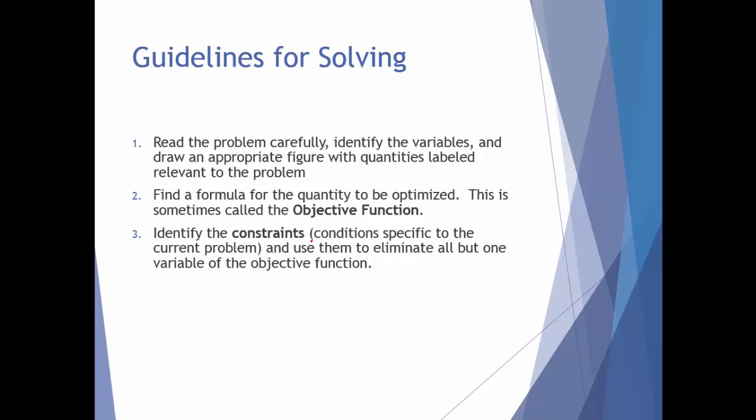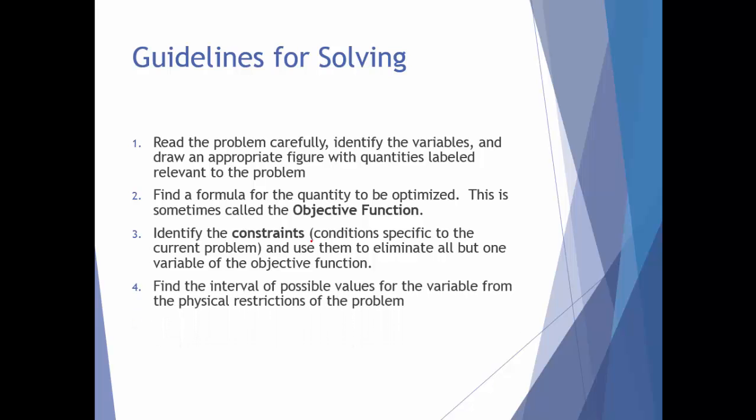We use those constraints to eventually get that objective function as a single variable function. We want it as a function defined by only one variable. And once you have it as a function of one variable, you're going to be able to identify the possible values of that variable. In other words, you're going to examine the domain, but the domain won't just be based on the function, it will also be based on the physical restrictions of the problem.